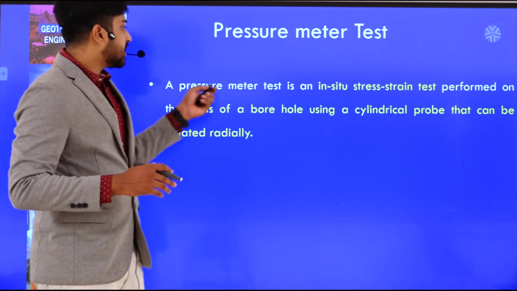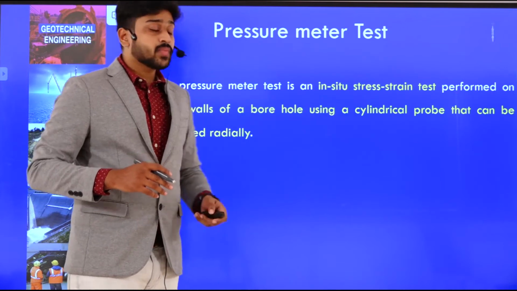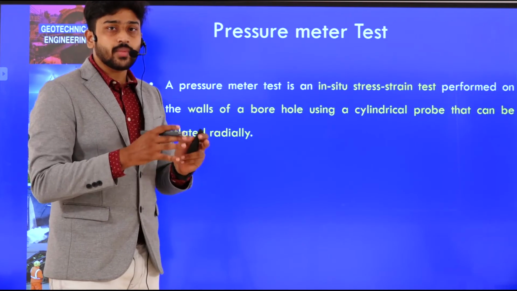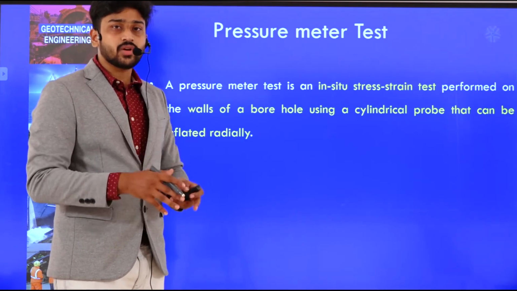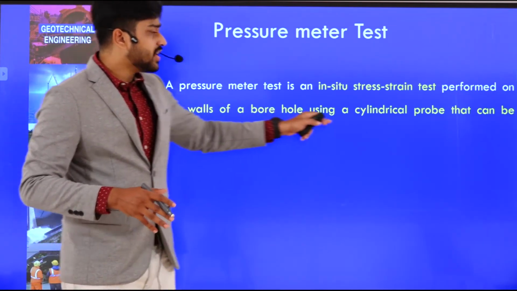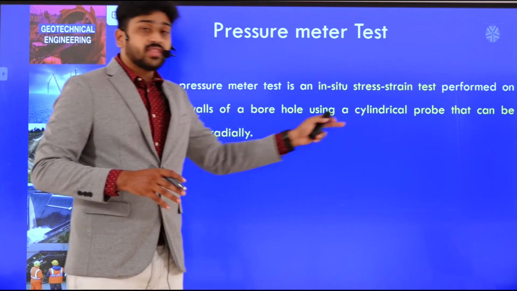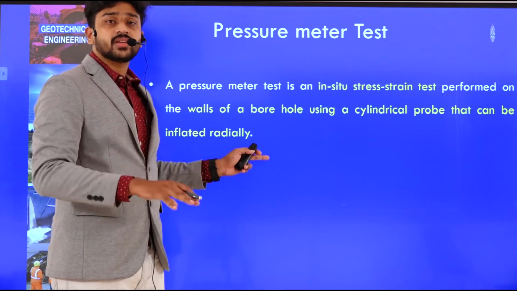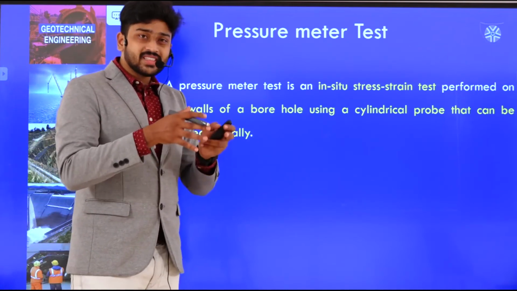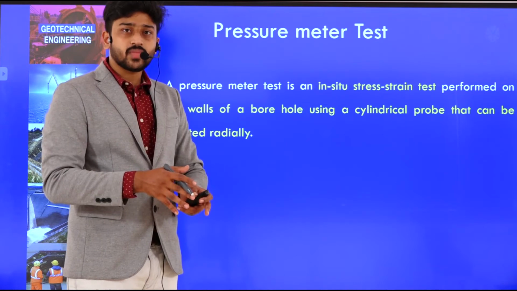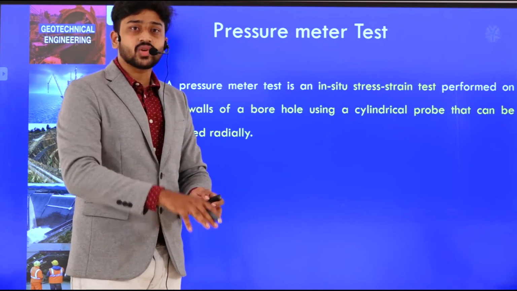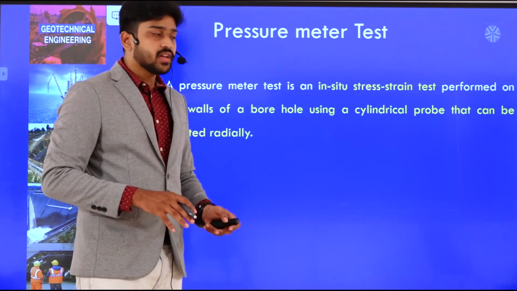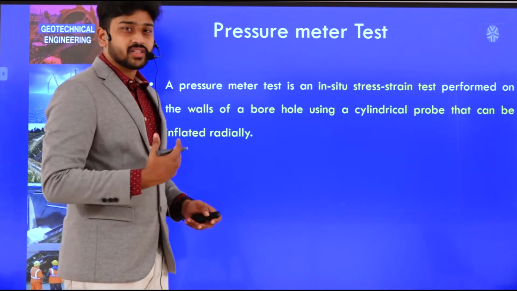As I have stated, it is an in situ stress strain test performed on the walls of a borehole. That means we need to dig a borehole initially, and then we insert a cylindrical probe that can be radially inflated. We place this cylinder in the borehole so that it is radially inflated and exerts some load on the soil. We will look at it in more detail in the further sessions.